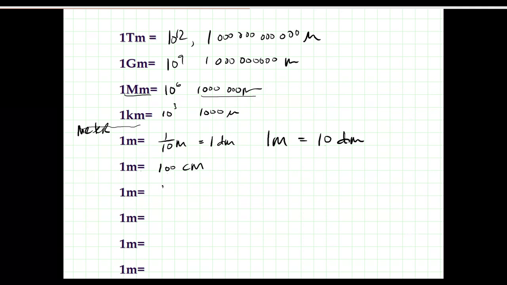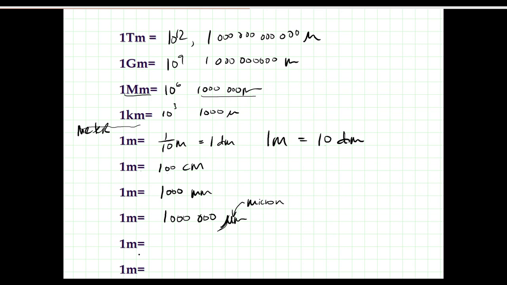If I chop my meter into 1,000 pieces, those are millimeters. There are 1,000 millimeters in 1 meter. If I chop my meter into 1 million pieces, those are micrometers. Remember that weird U thing with the tail in front is a micro. Sometimes we say micrometer. Sometimes we get super lazy and we call this just a micron. Micron, micrometer, all the same thing.